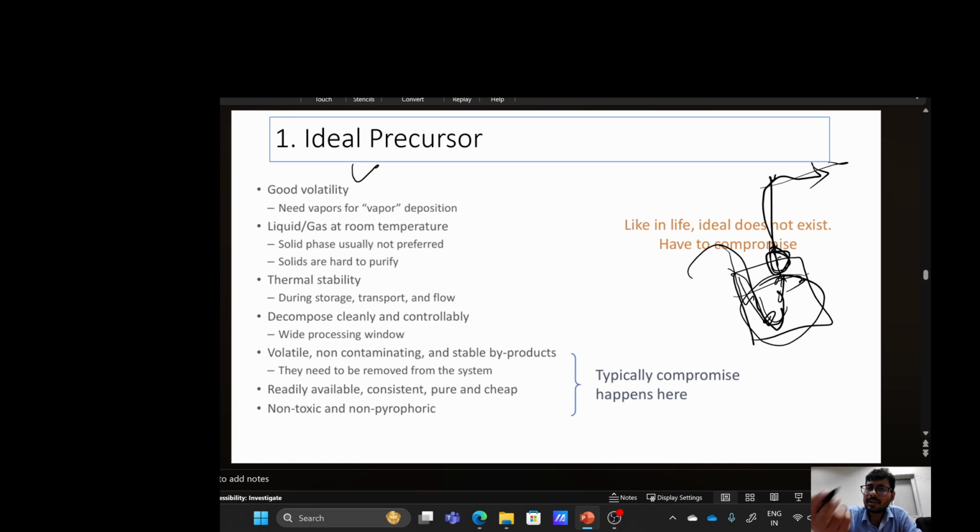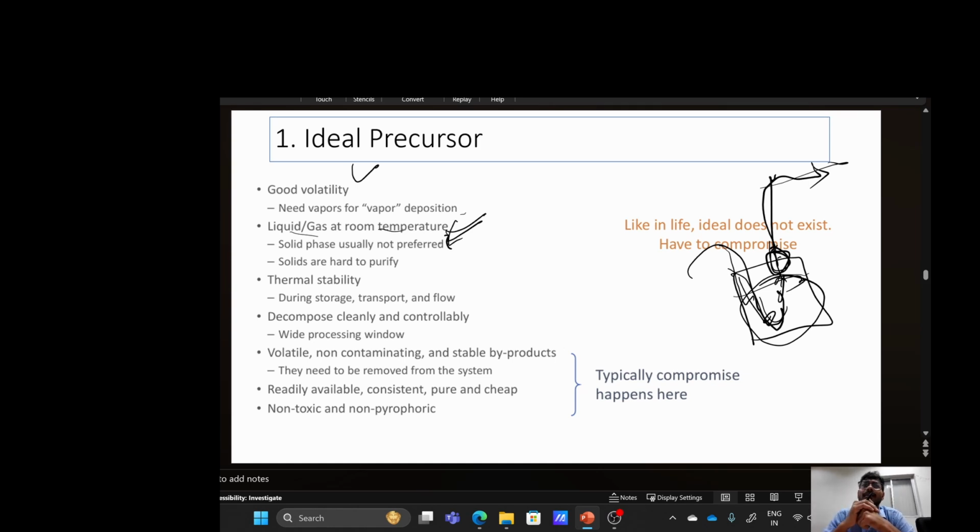So this is kind of volatile. The more volatile it is, the more precursor partial pressure you can create inside the chamber. Liquid and gas at room temperature are preferred. Solid is not usually preferred because there will be very little partial pressure of the solid. A solid can sublime at some temperature.